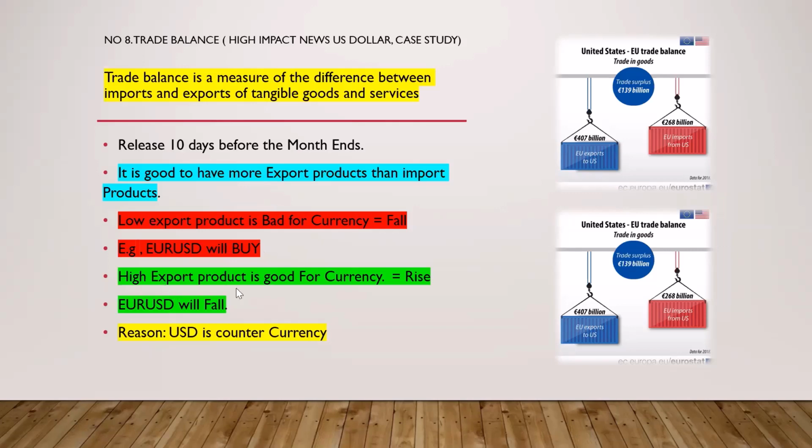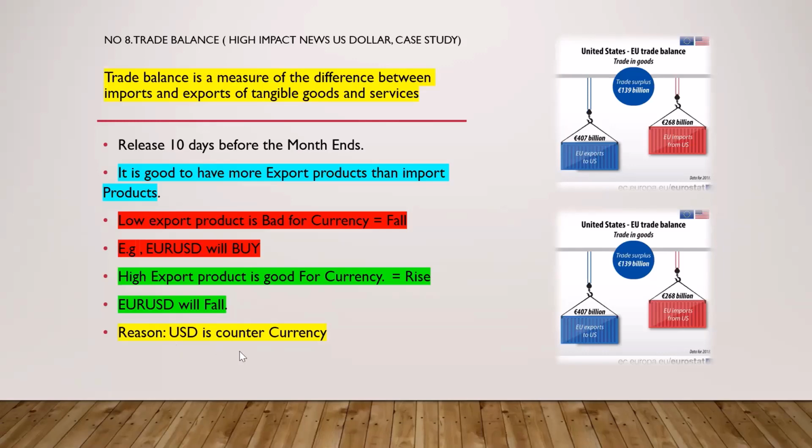Then higher export product is good for currency. It means that the currency will rise. When people are coming to the country to buy more goods for export, it is a very good sign for the currency, and the currency will rise. For example, Euro USD will fall because the dollar is rising, because the United States is exporting more than it imports.